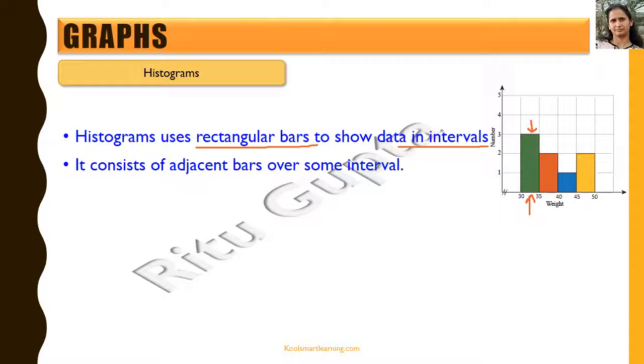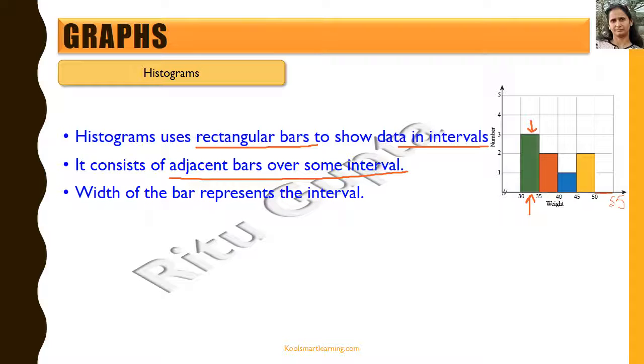It consists of adjacent bars over some interval. So it is not bars separated by some distance. These are showing adjacent bars. Now supposing we want to indicate the number of students with weight 50 to 55 and we say there are none, then this period will not have any bar because the number we want to indicate is 0. But otherwise the bars are adjacent to each other.